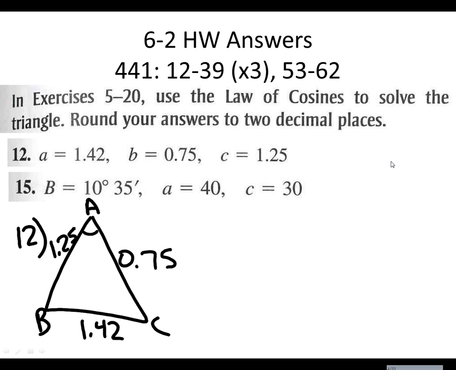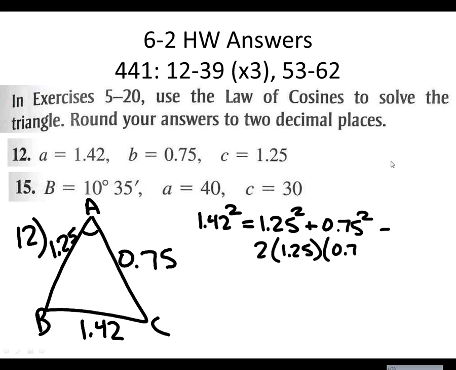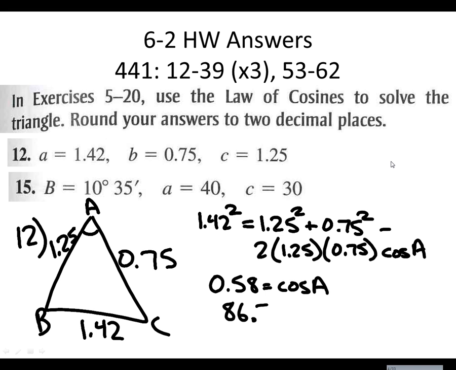To do that, we'll have 1.42 squared by itself is equal to 1.25 squared plus 0.75 squared minus 2 times 1.25 times 0.75 times the cosine of A. Plug that into our calculator, and you should end up with 0.58 equals the cosine of A. Let's do our inverse cosine and end up with an angle for A. You get 86.7 degrees for A.